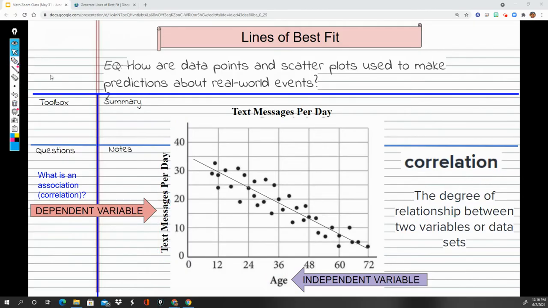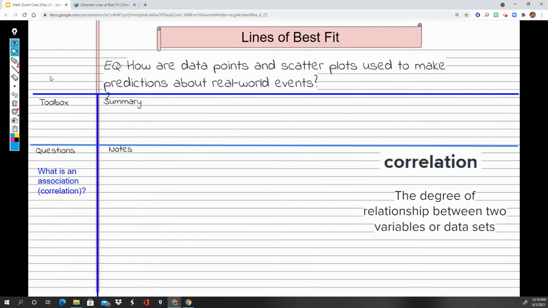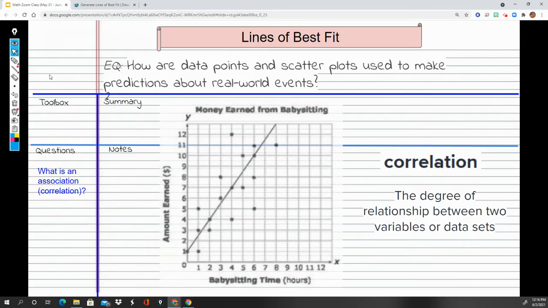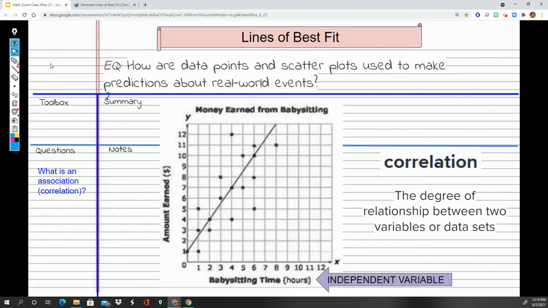All right, well, let's keep looking. Here's another one. Let's look at the correlation between babysitting time and the amount of money earned. So we have our independent variable, our X, which is how much time we spend babysitting. Maybe I feel like babysitting 2 hours, maybe I feel like babysitting 8 hours.